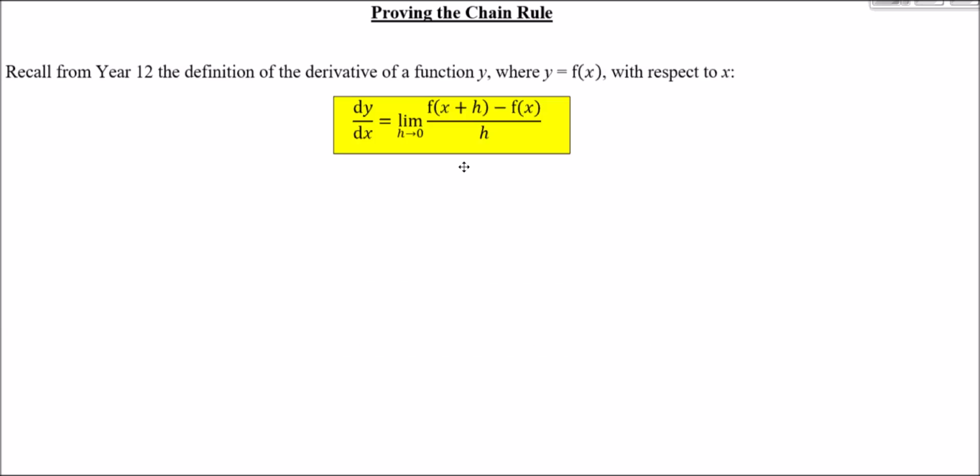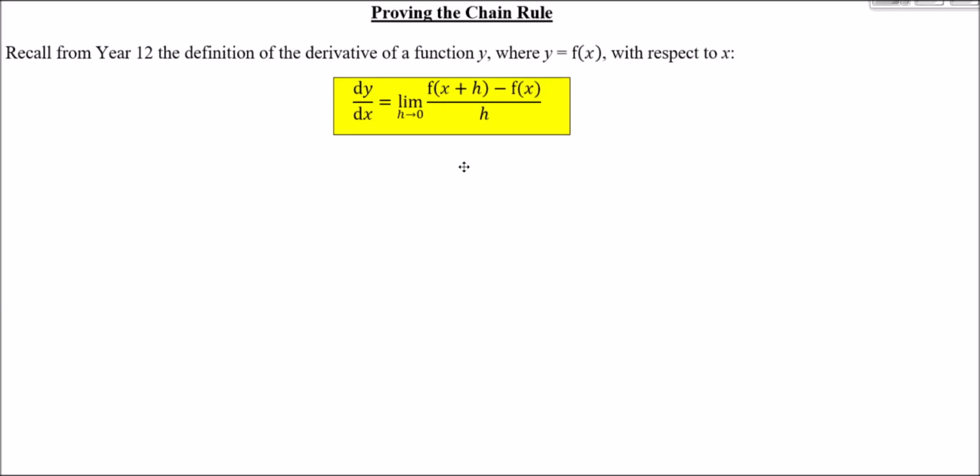So let's begin the proof proper. Before we do, let's just start from Year 12, the definition of the derivative of a function y, where y is f of x, differentiated with respect to x. This is in the formula book in your exams. dy by dx is this.